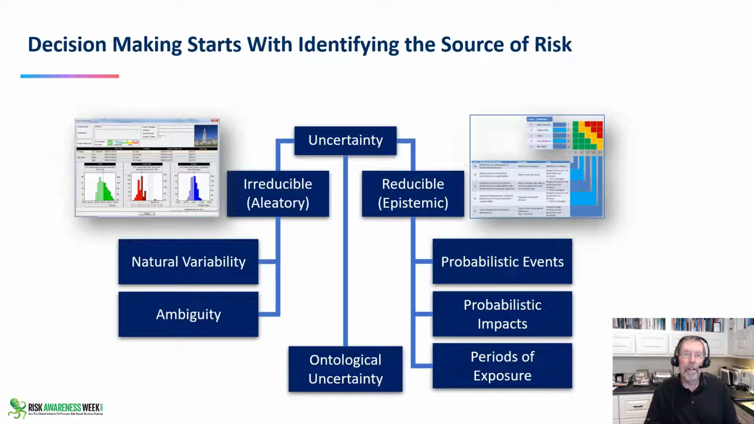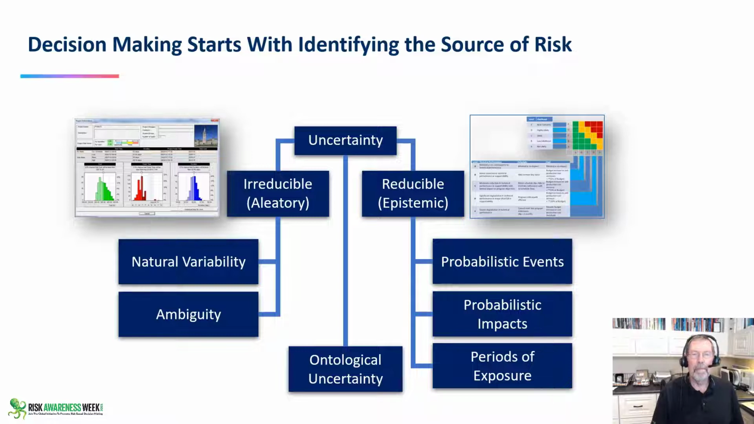Here's a little chart that you should put on your wall or put in your notebook for sure, to remind ourselves over and over again that uncertainty is the source of risk. The irreducible uncertainties are aleatory, naturally varying, and ambiguities. The reducible are epistemic, and those are probabilities, and they have impacts, and they have periods of exposure. And then we have ontological.